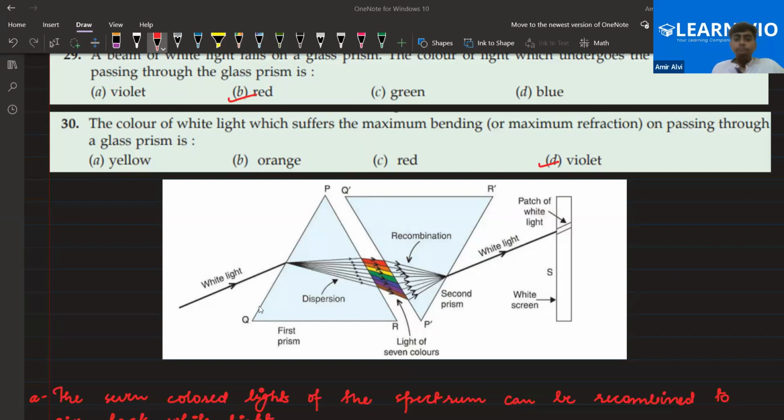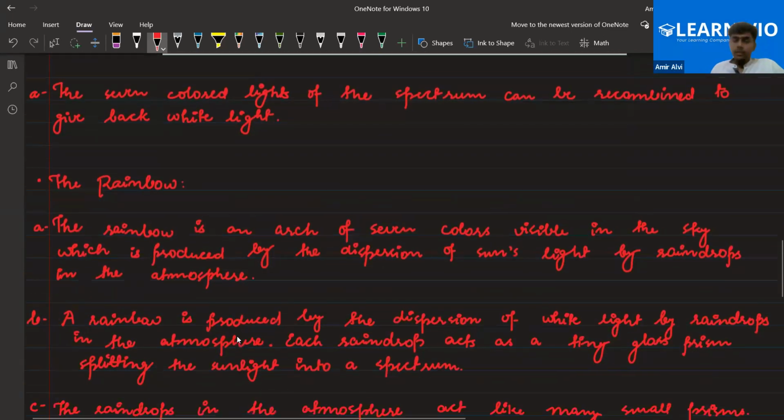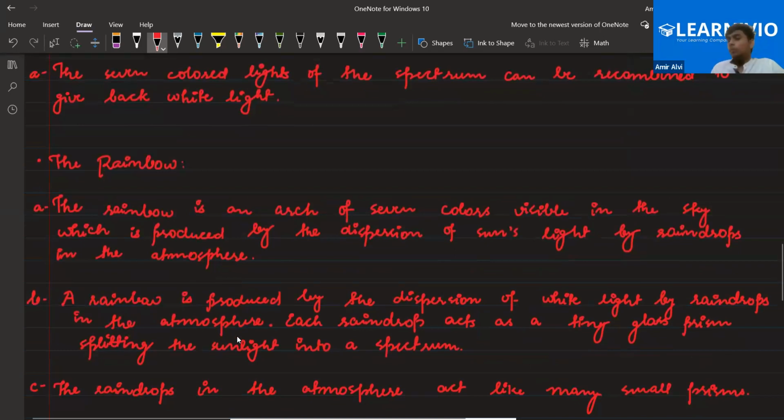Okay. Next is, the 7 colors of the spectrum can be recombined to give back white light. Now, the most important thing that comes in the real world is the rainbow. Rainbow is the perfect example for the dispersion of light. Perfect example. Why? Because raindrops work as small glass prisms. And that's how the rainbow is formed, right?